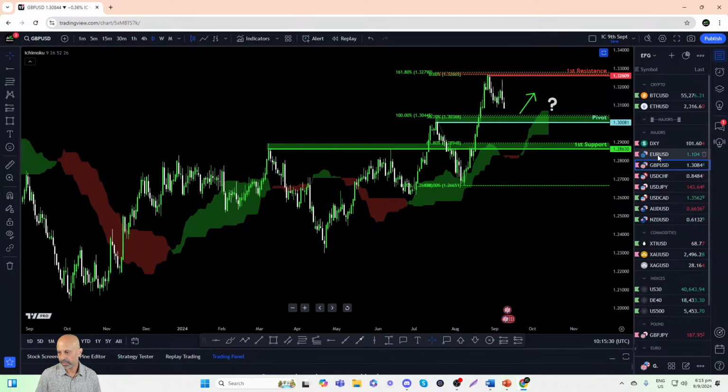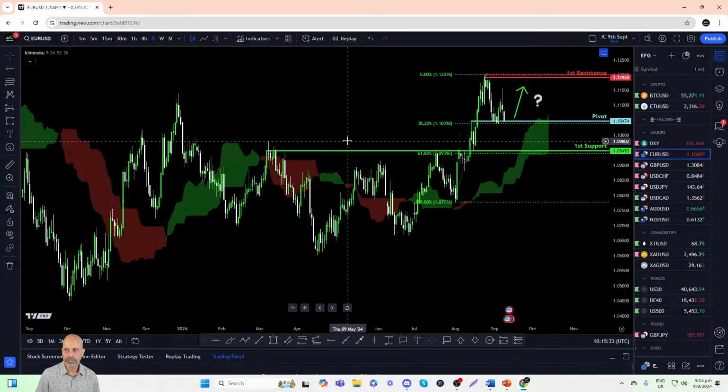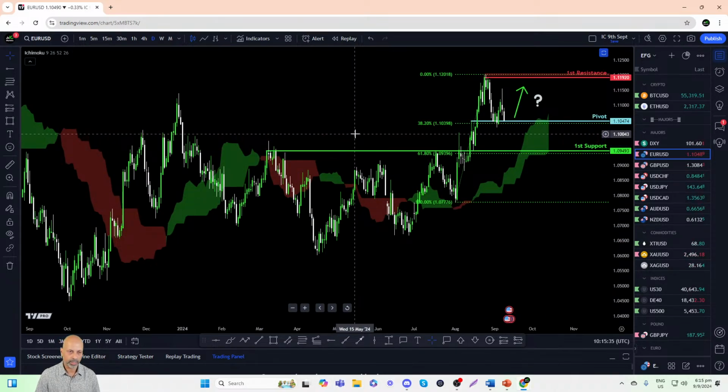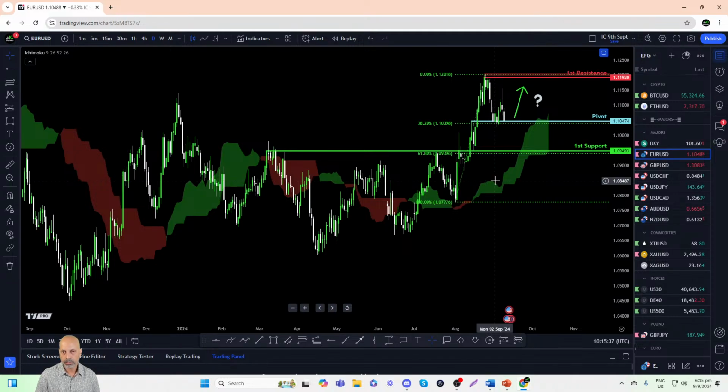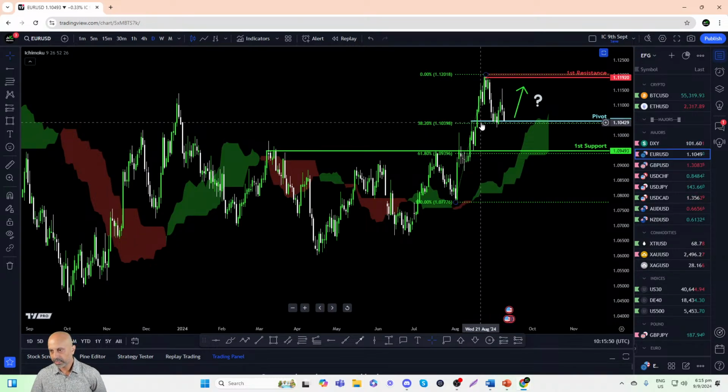Now let's look at the euro as well, since we've got the ECB meeting coming up on Thursday, 12th of September, where they're expected to cut the main refinancing rate by 60 basis points. So we could see the euro come under significant selling pressure on Thursday as well. As of now, it is currently testing a key pivot level, right? This is an overlap support level here.